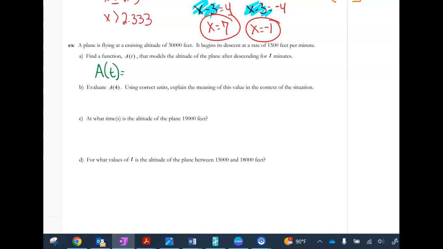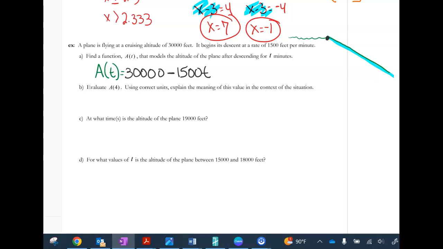And this is going to be linear because as a plane flies, when it starts to land, it's going to kind of go more like this. Okay, so this is the part that we're figuring out. So in the beginning, which is right here, the plane is at 30,000 feet. So that's our y-intercept. And then it's going to descend, so going down 1,500 feet every minute. And they want us to use t for time. All right, so here's our equation.